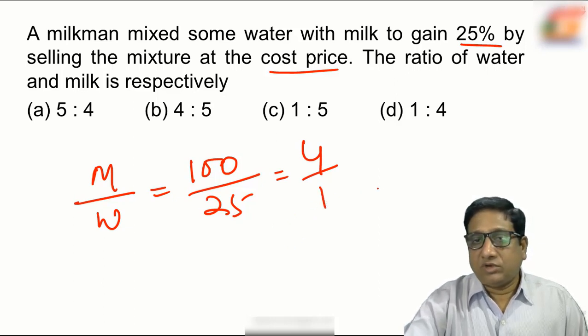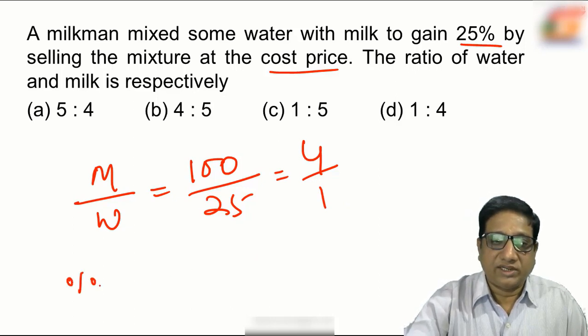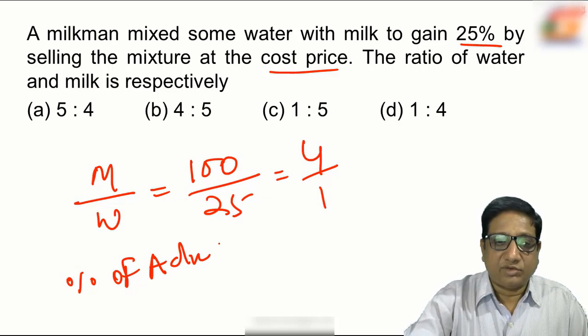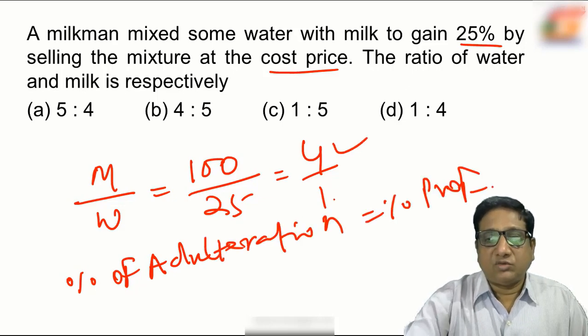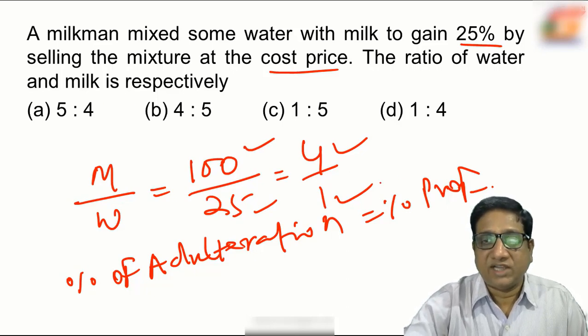And here one more interesting concept is that the percentage of adulteration is equal to the percentage of profit. 4 times milk, 1 time water. The ratio of water and milk respectively is asked, water to milk, that is 1:4.